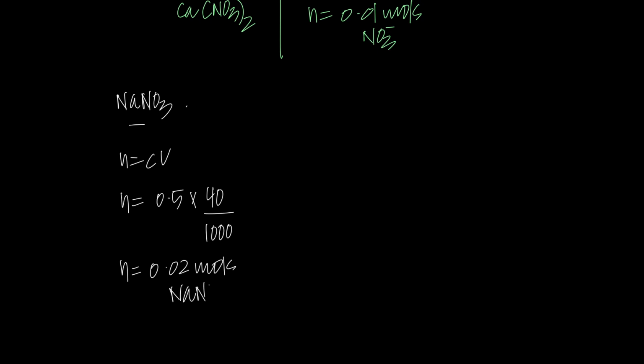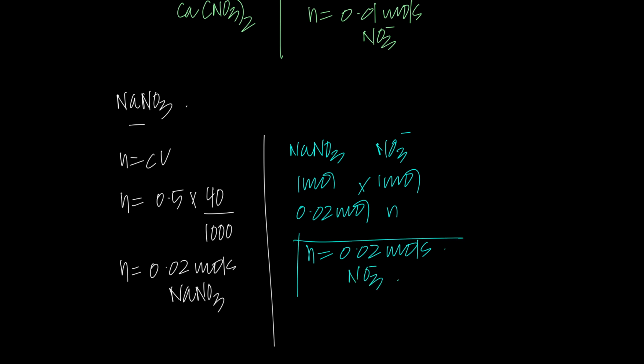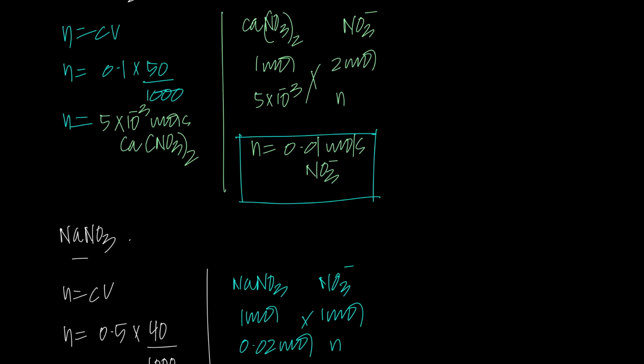And I don't want sodium nitrate. I just want the moles of nitrate ions. And I know that for every 1 mole of sodium nitrate, you have 1 mole of nitrate ions. So if you have 0.02 moles of sodium nitrate, how many moles of nitrate ions do you have? Cross multiply, you get 0.02 moles. Done. Now you have the moles of nitrate ions. These are the moles of nitrate ions in the second solution. These are the moles of nitrate ions in the first solution.